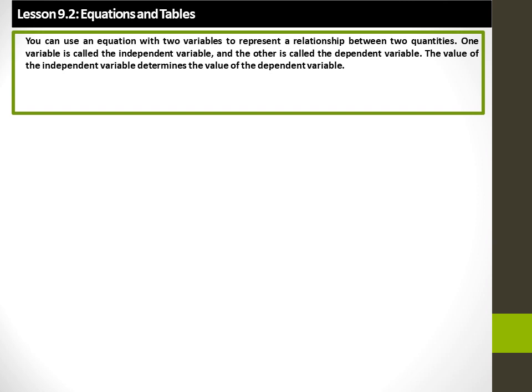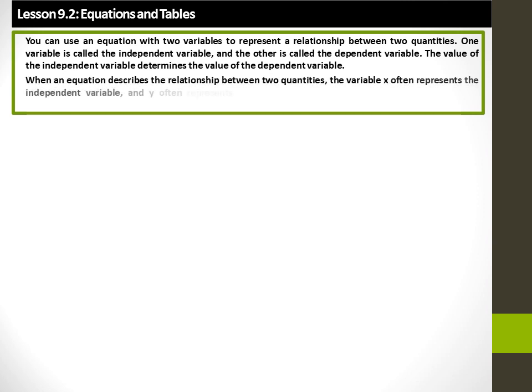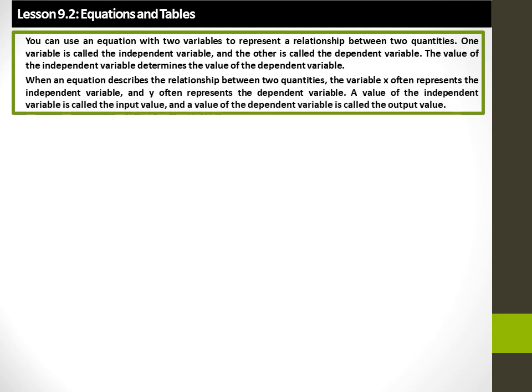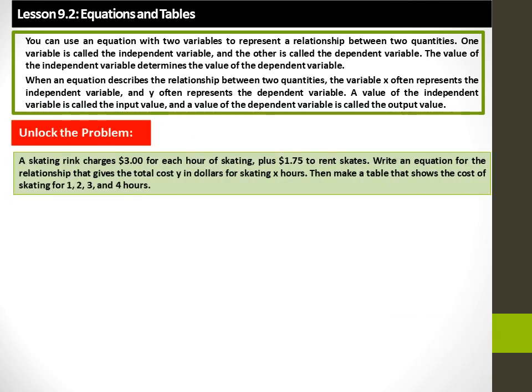One variable is called the independent variable and the other is called the dependent variable. The value of the independent variable determines the value of the dependent variable. When an equation describes the relationship between two quantities, the variable x often represents the independent variable, and y often represents the dependent variable. A value of the independent variable is called the input value, and the value of the dependent variable is called the output value.